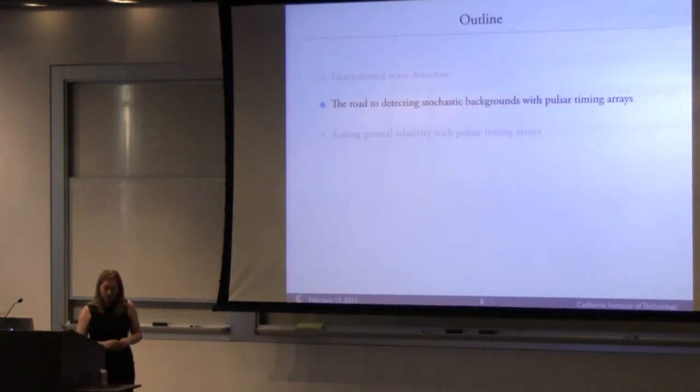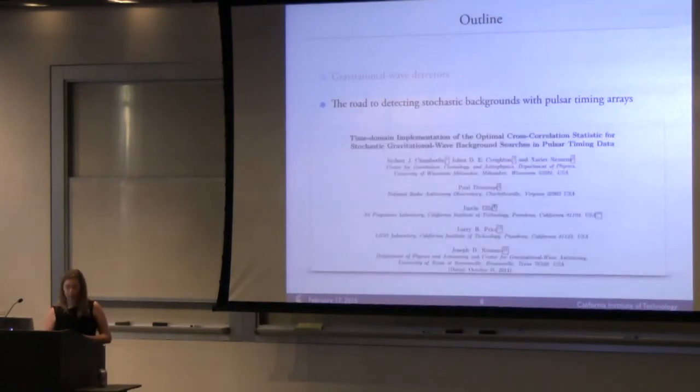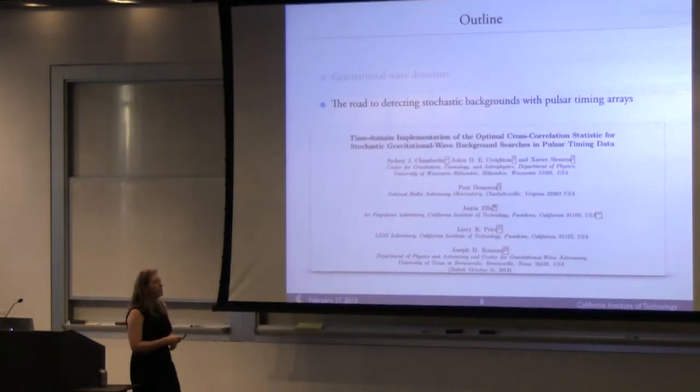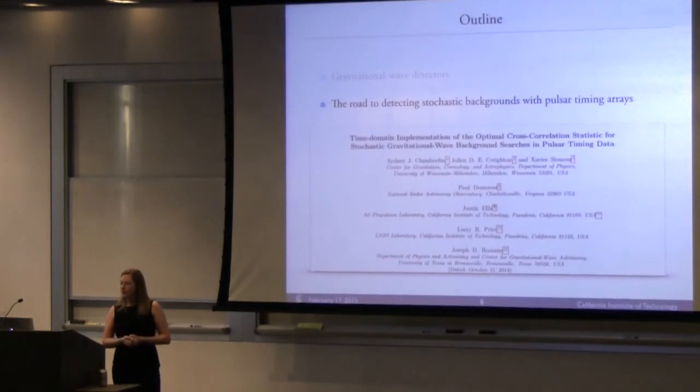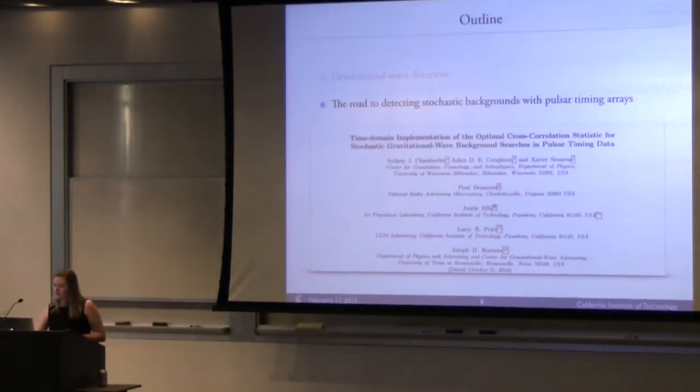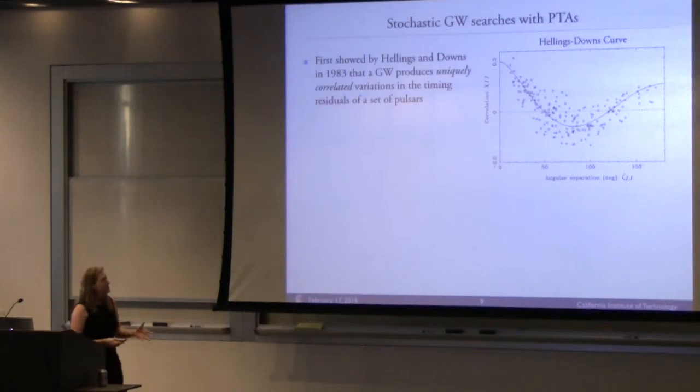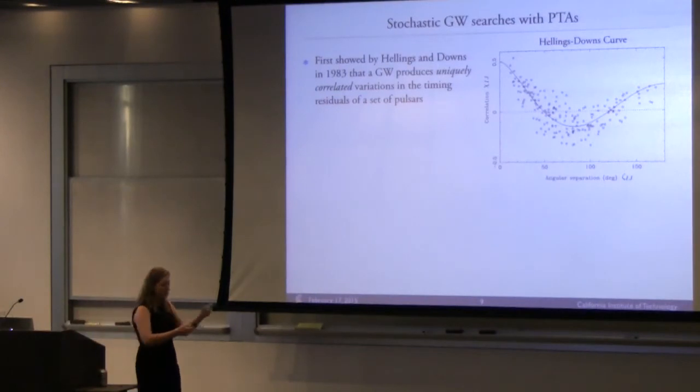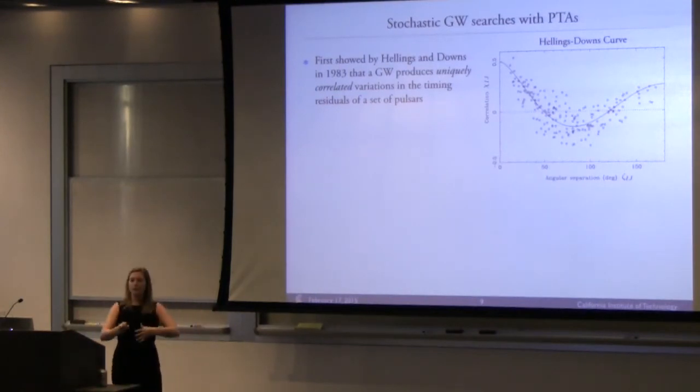Okay, so I want to talk about the next part of my talk. This is work I've done with a number of people, some of whom are actually in the room, to try to detect stochastic backgrounds of gravitational waves with pulsar timing arrays. And it's an interesting story. The idea here is that if you have an array of pulsars and they're all being hit by a gravitational wave, their signals are all being redshifted, and you should expect to see a correlated deviation in their times of arrival at the Earth.